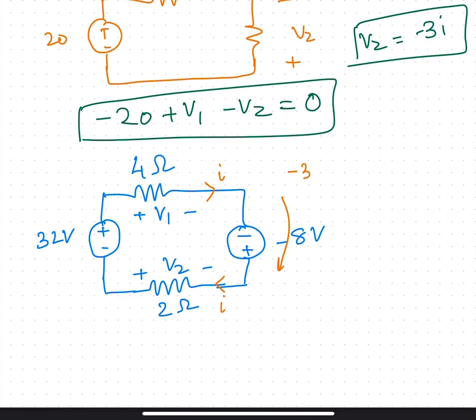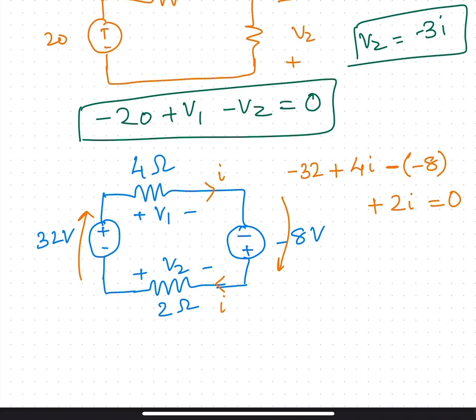So this is minus 32 actually, minus 32 going this way. Then you have plus 4i. Then when you go up like this, it is minus, because you're going from minus to plus. And then what is the voltage here? It is minus 8 volts. And then you go plus 2i, that is equal to 0.